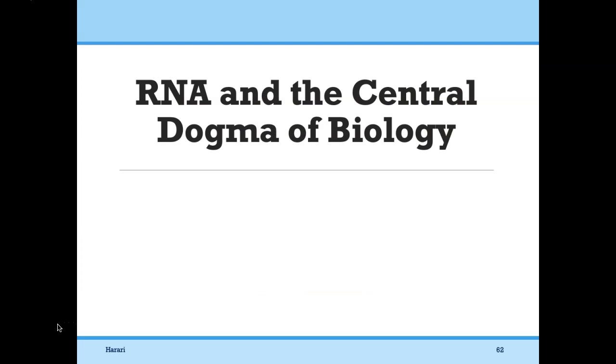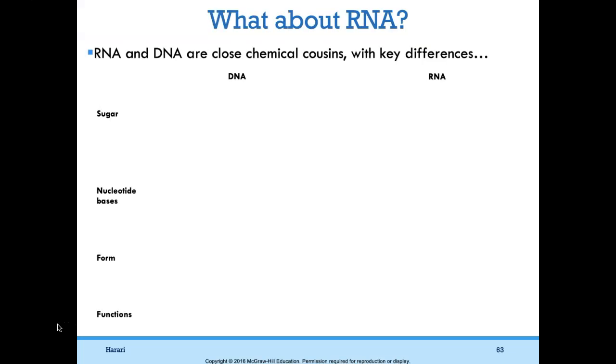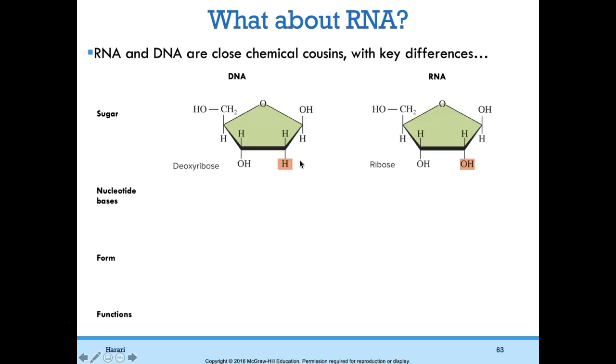So now we will start talking about RNA and the central dogma of biology. So the whole time we're talking about DNA, but what about RNA? So RNA and DNA are close chemical cousins, but they have some key differences. The sugar is a big difference. So there's deoxyribose in a DNA nucleotide, but ribose in an RNA nucleotide. That difference is because there's one less oxygen in DNA. Right? That's what's called deoxy. There's one less oxygen, whereas in RNA there is an oxygen here.